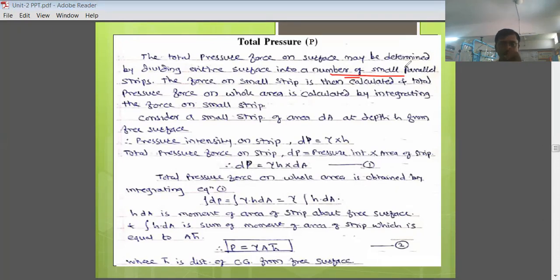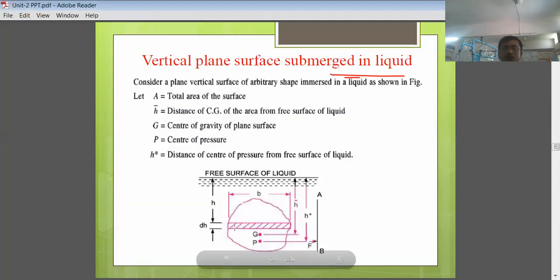Okay, parallel strips. And here, now what we do here, after dividing this entire surface into the small strips, we find what is the pressure, total pressure force acting on this small strip. See, understand the logic behind this derivation. If you understand the procedure or the logic, how we derive this equation, then it is very easy for you to remember the derivation here.